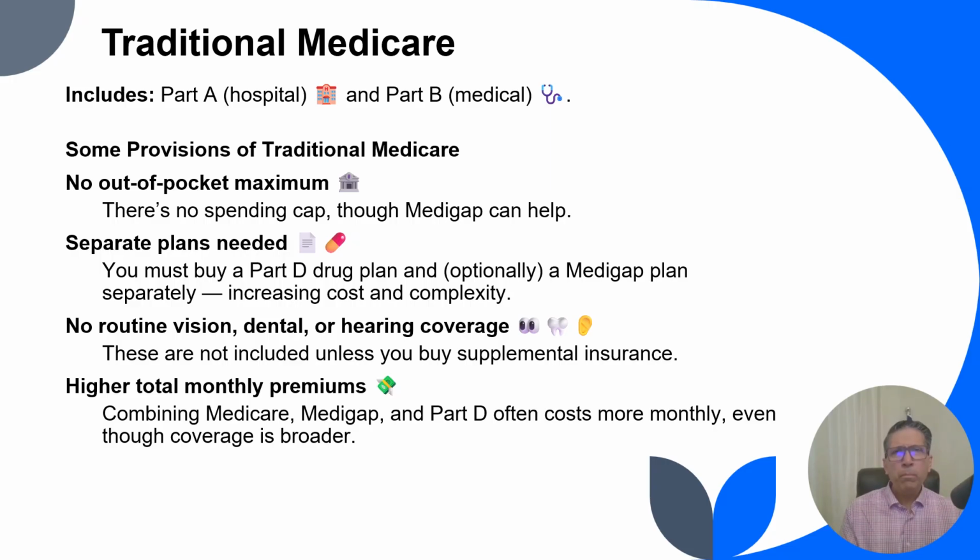Higher total monthly premiums. Even though original Medicare has lower base premiums, the total monthly premiums can add up when you start including extra coverages like Medigap and Part D. So base Medicare might be $170 a month, but Medigap would be another $150 a month, and Part D may be $50 to $60 a month, totaling close to $400 a month. Compare total costs, not just monthly premium, but also potential out-of-pocket spending and coverage benefits.